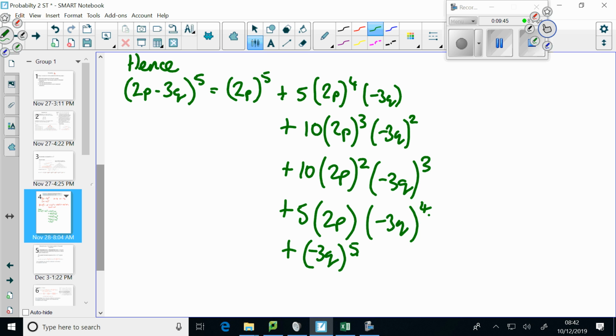So if we take this one here, we can bring together 5, 2 and minus 3 by expanding that expression. So we've got (2p) to the 4, how could we write that? Let's take this one thing out over here. We've got 5 times (2p) to the power 4 times (minus 3q) to the power 1. How can we expand that?